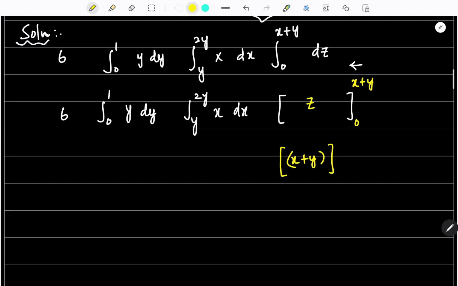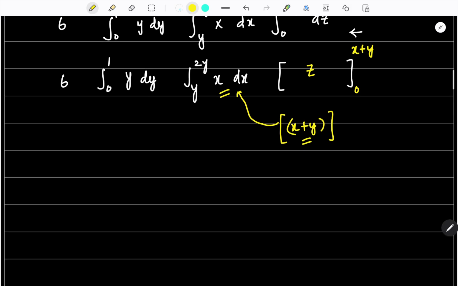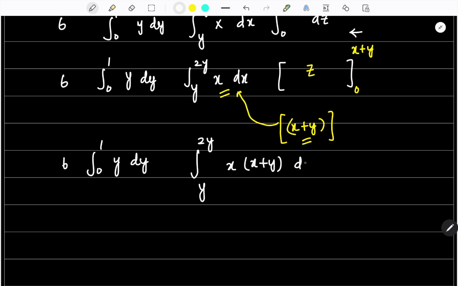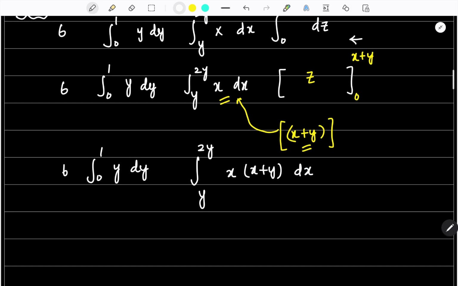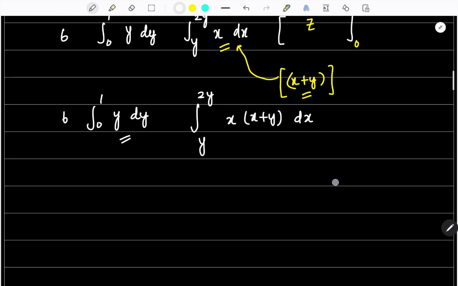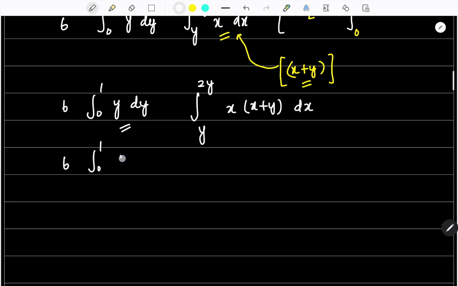0. Now look here, there is a function related to x, and there is a function related to x. So you should not keep this variable outside of dx. Let me bring it here, and then dx will be out. So what happens now? 6 times integral 0 to 1 y dy, and then integral y to 2y, x plus y, times dx. Why didn't you take this y? Because this is completely free from x, so that's why I'm keeping this side.